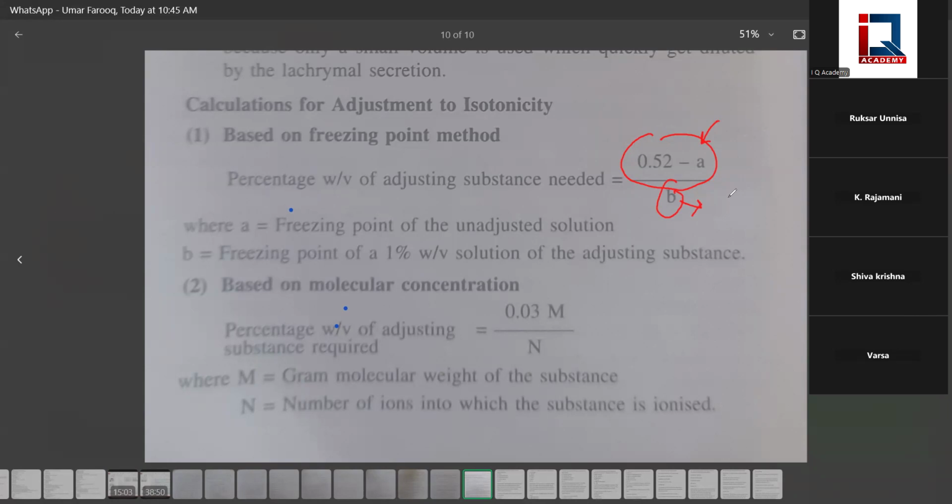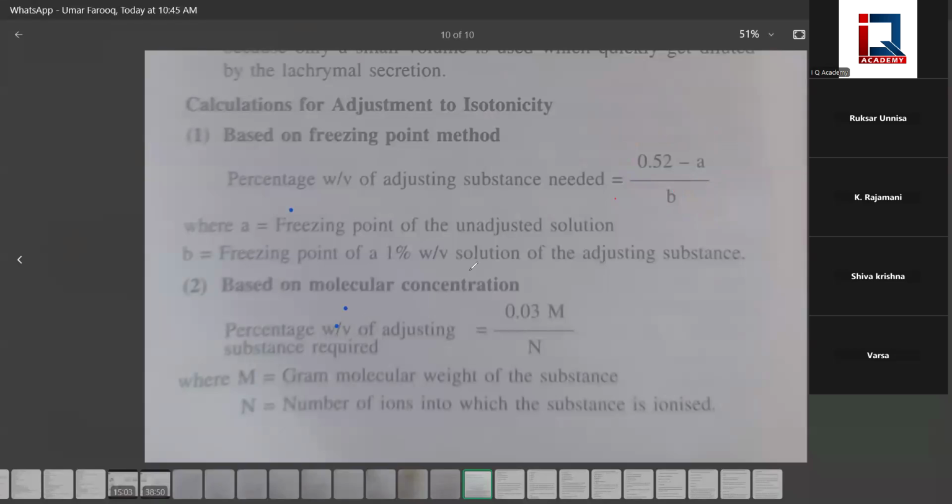Come on, Ruksar, Rajamani, Sivakrishna, Swati. Show your book, show that you are noting this formula. Fast, we don't have time. Okay, so no one is listening to the class. Got it. Next.